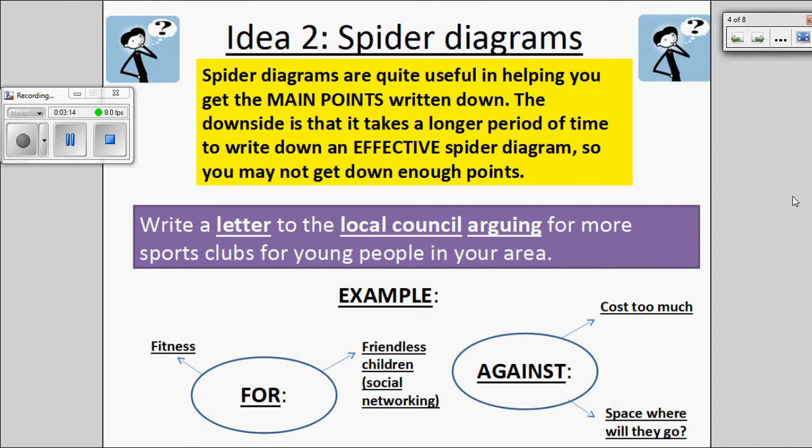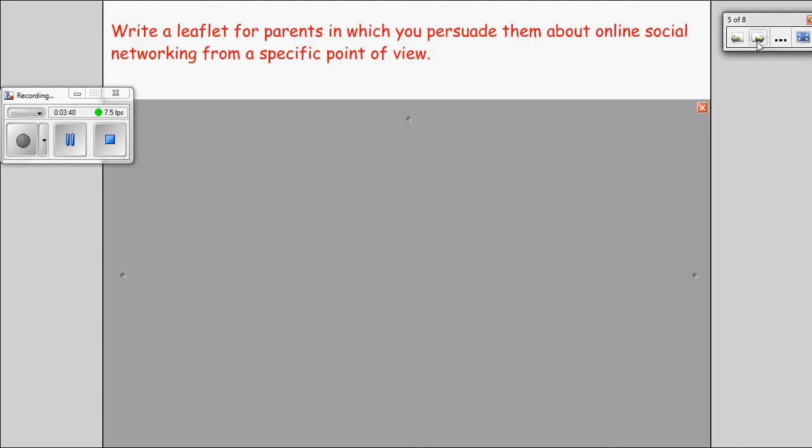Okay, looking at the same task as we did initially, writing a letter to the local council. Again, the example here is that you've got the fors and the againsts. A good example of a for is fitness, or the fact that kids might use it for social networking, while the againsts are that it costs too much and whether there's enough space. Straight away again, key ideas. However, these ideas are not particularly developed. They are just, I will write a paragraph about fitness, or I might write a paragraph about the cost.